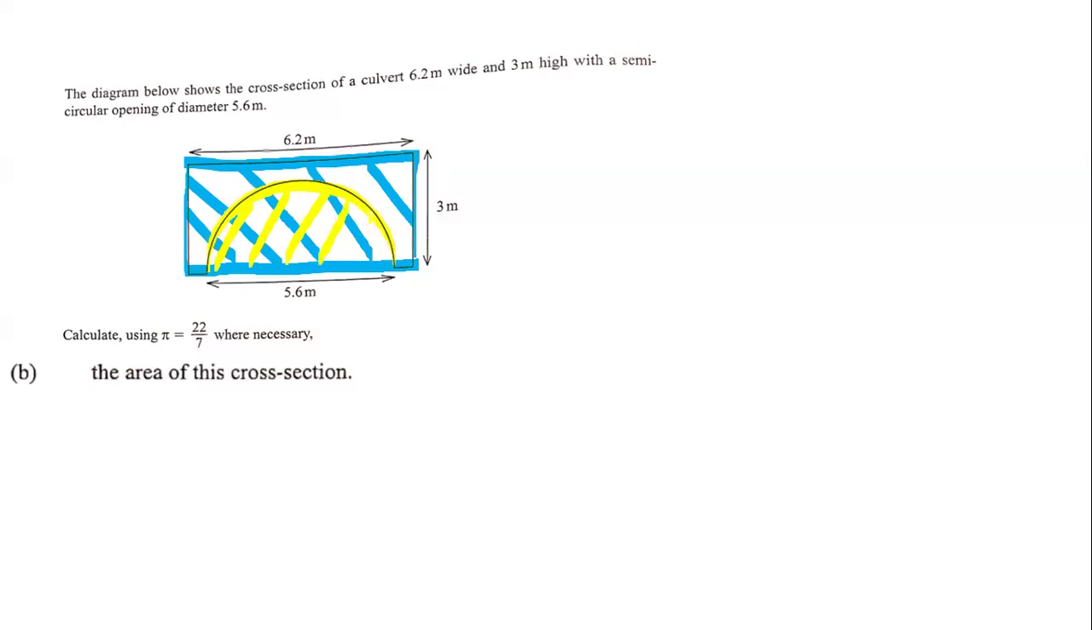And once we figure out this area, we're going to take it away from the total area of this rectangle. So we're gonna subtract it from the area of this rectangle. And what would that leave us? Well, that leaves us with just the area of the cross section of the culvert. So that'll just leave us with this particular portion, once we pull out the area of this semicircle. Okay, so that's what we're gonna do.